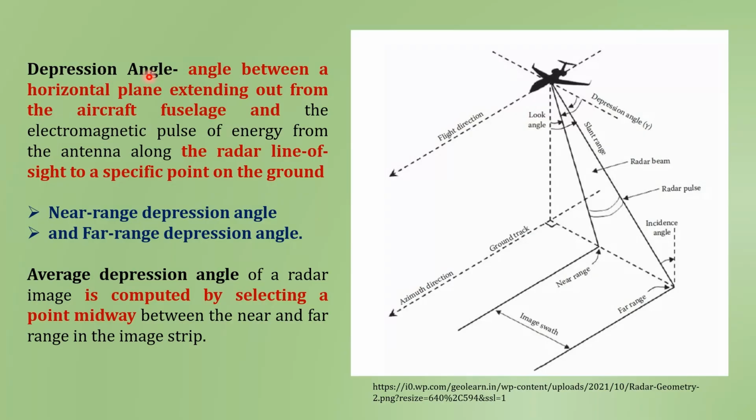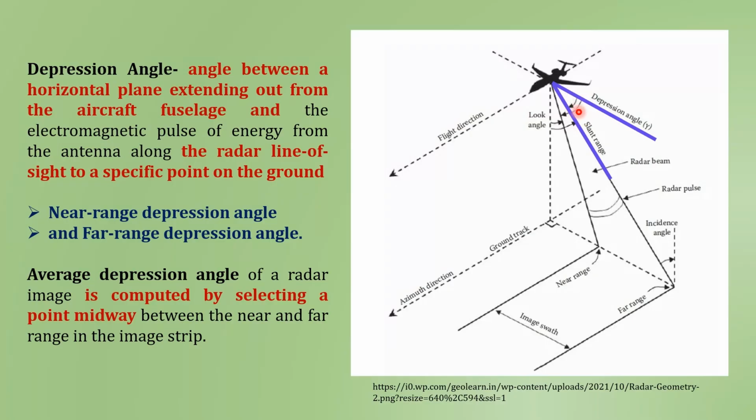Next is depression angle. This is the angle between a horizontal plane extending out from the aircraft fuselage and the electromagnetic pulse of energy from the antenna along the radar line of sight to a specific point on the ground. Here, this is the radar beam which is illuminating this much portion on the ground. This is referred to as the radar line of sight. The angle between the horizontal plane along the range or look direction and the radar line of sight is referred to as the depression angle.